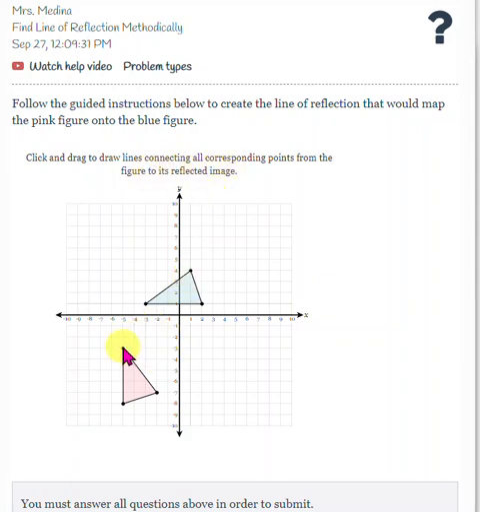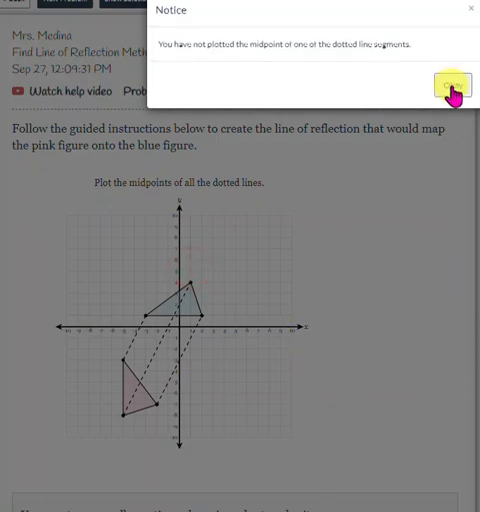So from pink to blue, oops, sorry. Click and drag, so I got to click and drag. There we go. Okay, click and drag. Click and, oops, I don't think I clicked it. Yes, I did. Here we go. Boom. Okay.